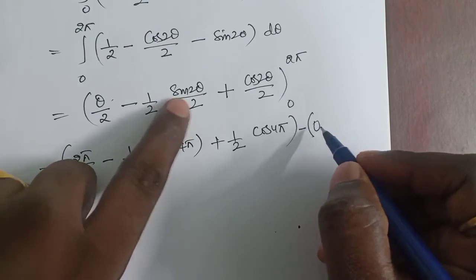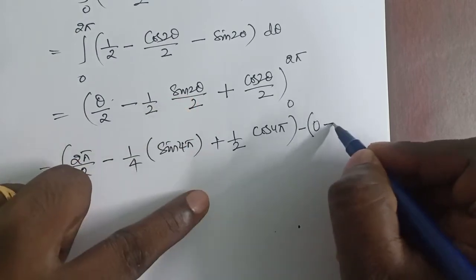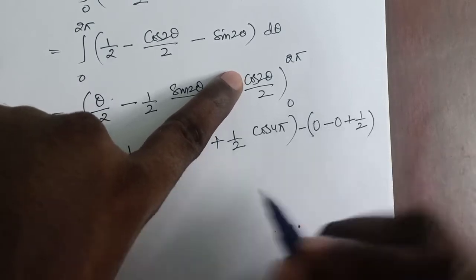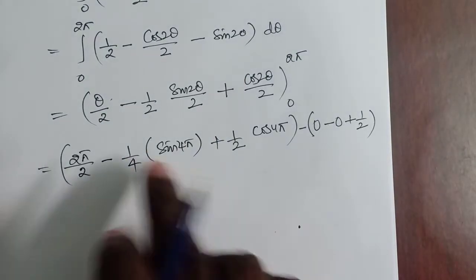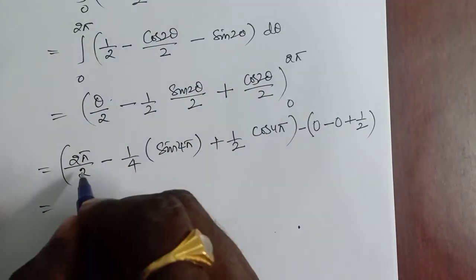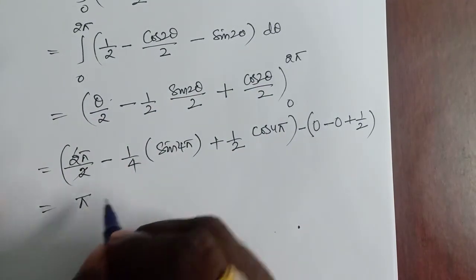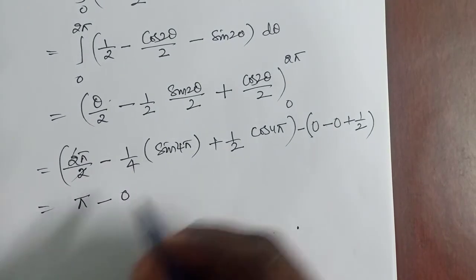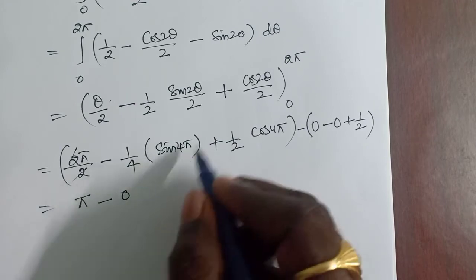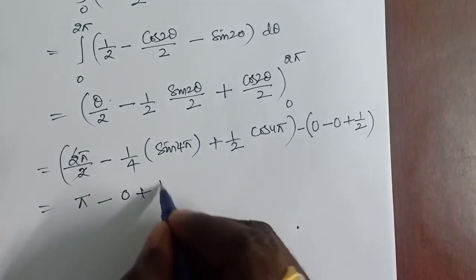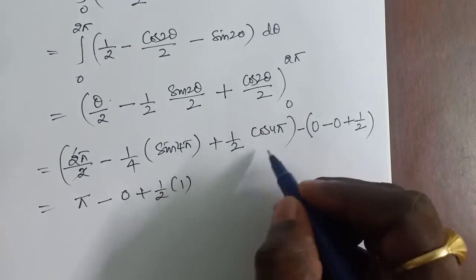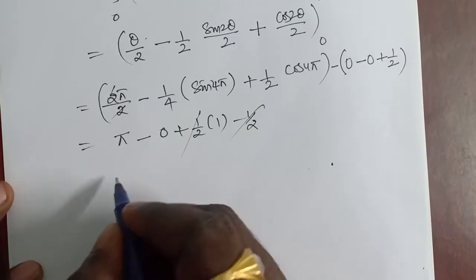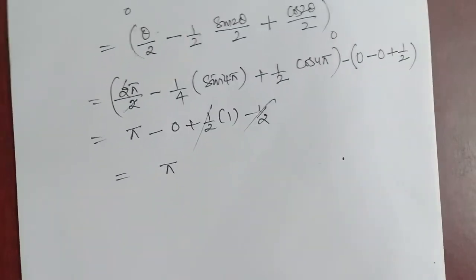So then what about this? Sin 0 is what? 0, cos 0 is what? 1, so that what we get? 1 by 2, 1 is the lower boundary, so 0, 0, 1 by 2. Now 2 gets cancelled, pi minus sin 4 pi is what? 0, sin n pi is 0 where n belongs to z, so that sin 4 pi is 0, plus 1 by 2 times of 1, cos 4 pi is 1, minus 1 by 2. So minus 1 by 2 plus 1 by 2 gets cancelled. Finally what we get? Pi.